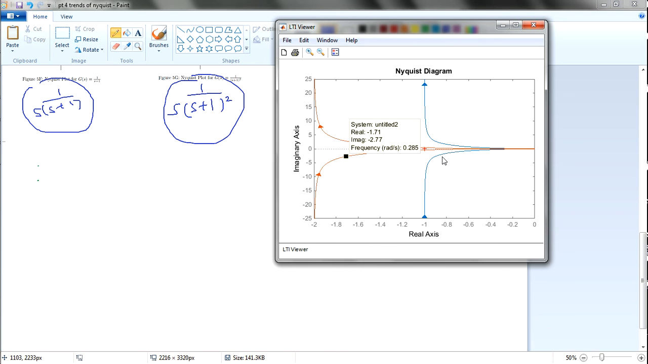As you can see, if you compare the frequency, it's 0.2, 0.285 is over here. At the same frequency, their magnitude is different. The overall systems are different. Typically, the imaginary axis is the same. As you can see, they are the same height in the imaginary axis, but their real axis magnitude is very big. So this is the difference between them.